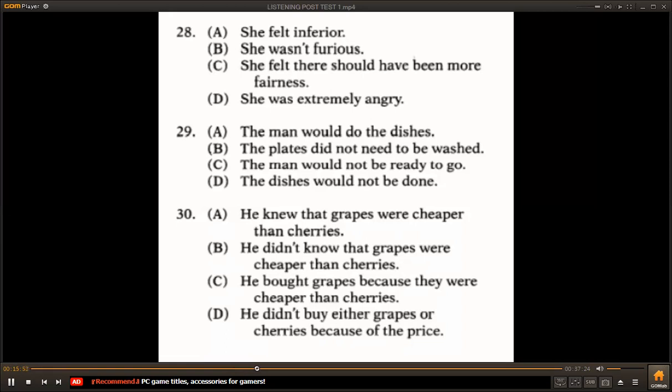Number 29. Let me just get these last plates put away, then I'll be ready to go. So you did do the dishes. What had the woman assumed?